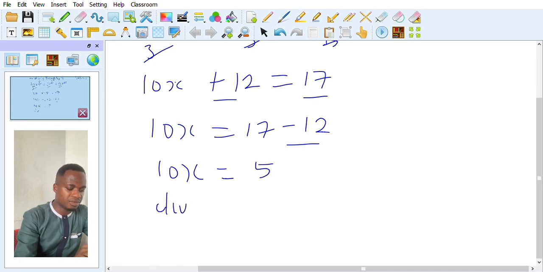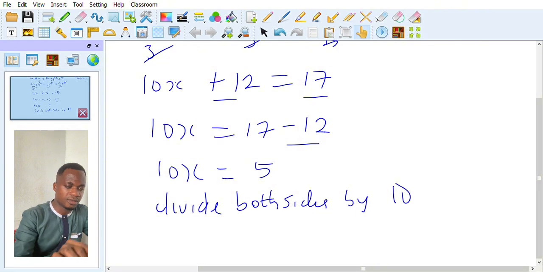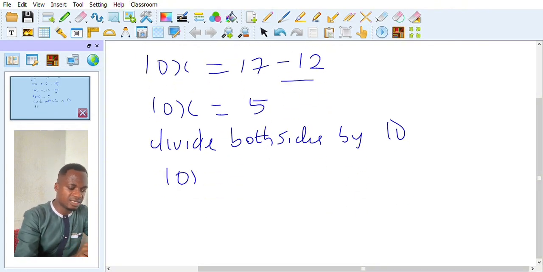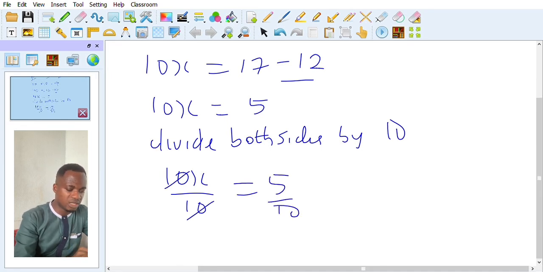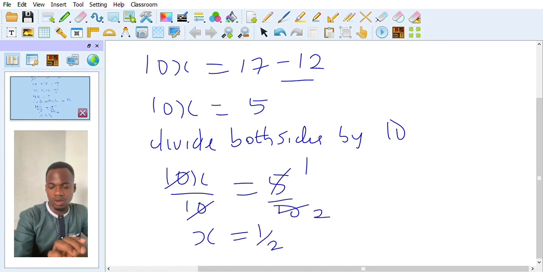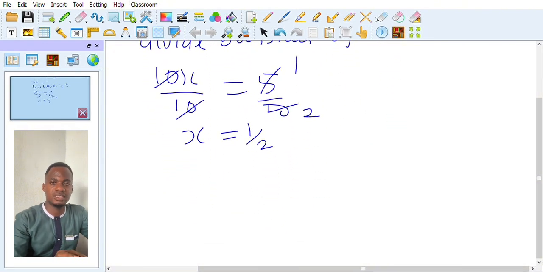We can now divide both sides by 10. So we have 10x over 10 is equal to 5 over 10. 10 divided by 10 gives us 1. 1 times x is 1x, and 1x is written as x. And then 5 divided by itself is 1, and 5 divides 10 two times. So we have x is equal to 1 over 2. Okay? You can always pause this video, rewind, and look at the solving again.